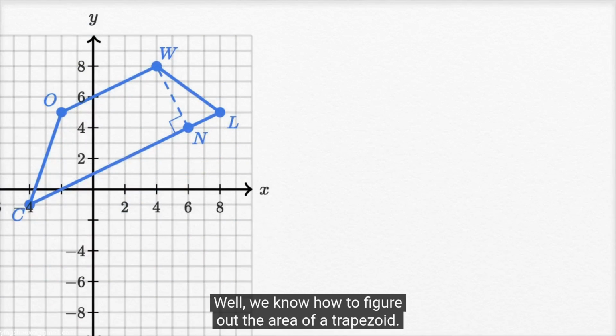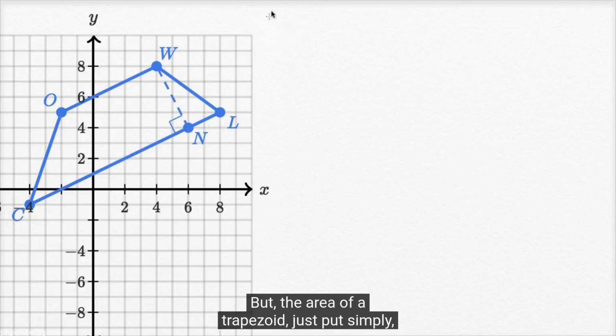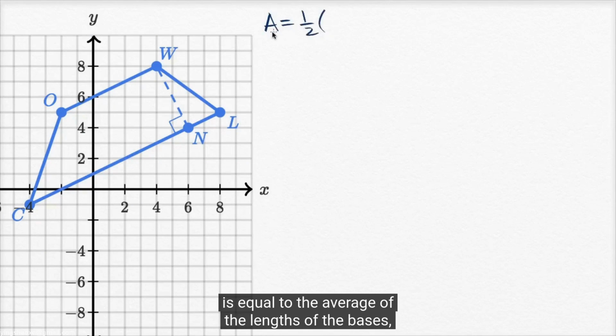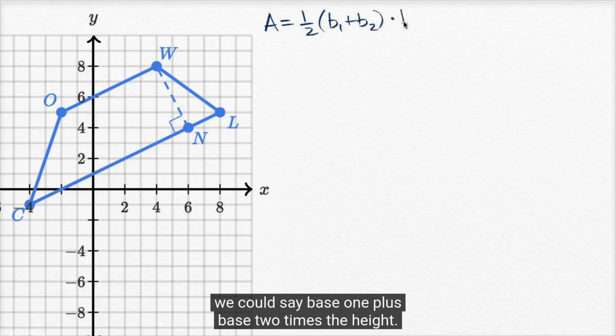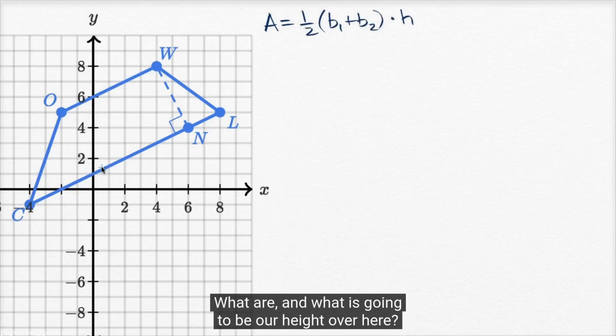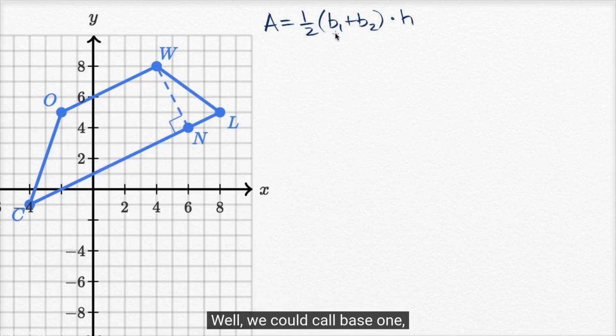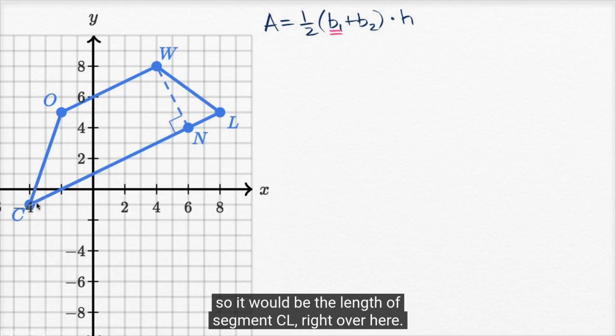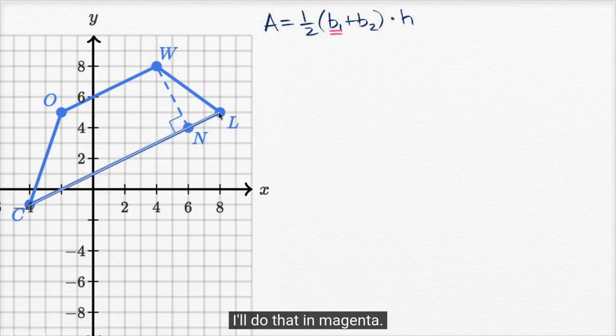Well, we know how to figure out the area of a trapezoid. We have videos where we derive this formula. But the area of a trapezoid, put simply, is equal to the average of the lengths of the bases. We could say base 1 plus base 2 times the height. And so what are our bases here? And what is going to be our height over here? Well, we could call base 1 the segment CL. So it would be the length of segment CL right over here. I'll do that in magenta. That is going to be base 1.